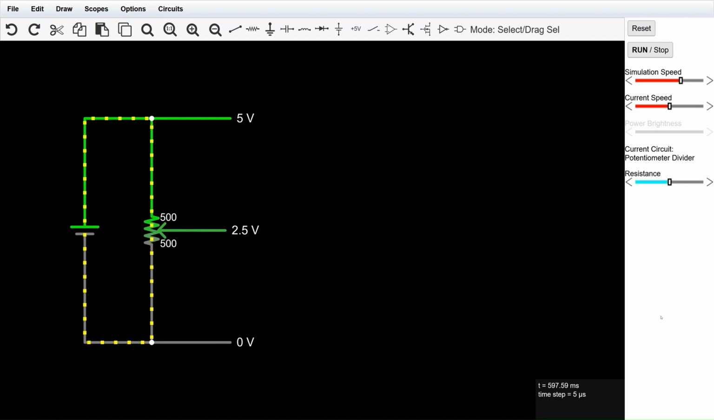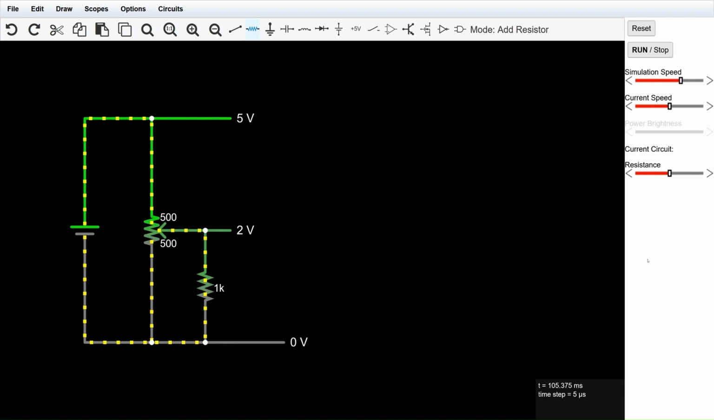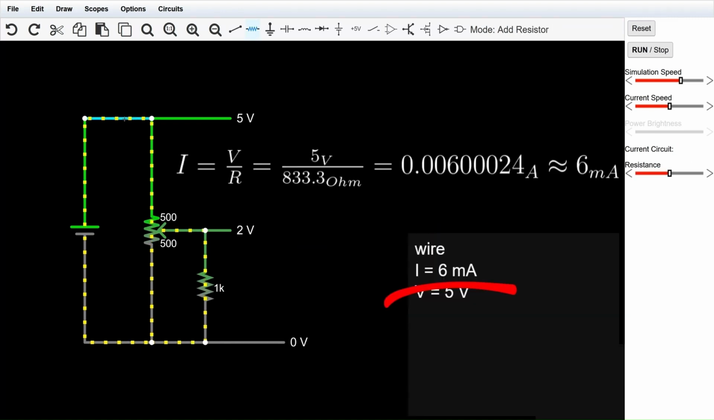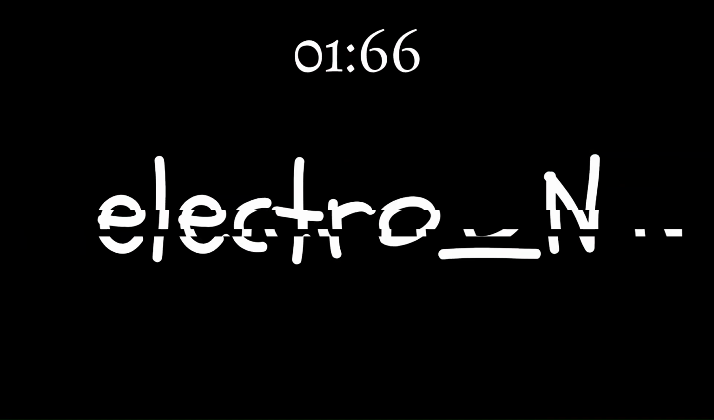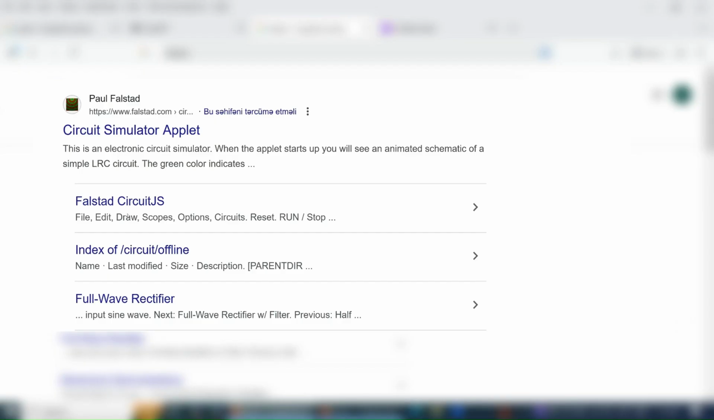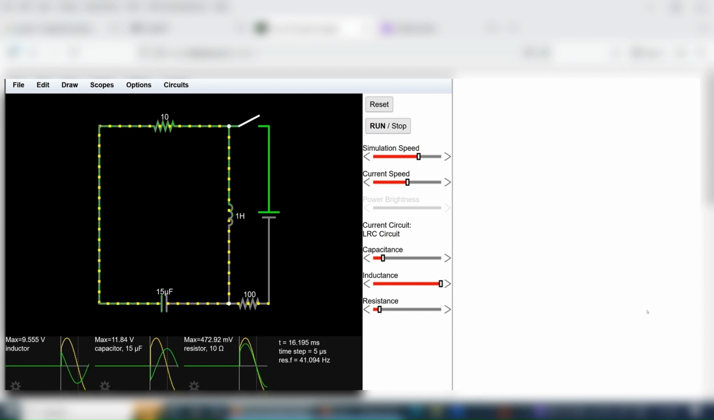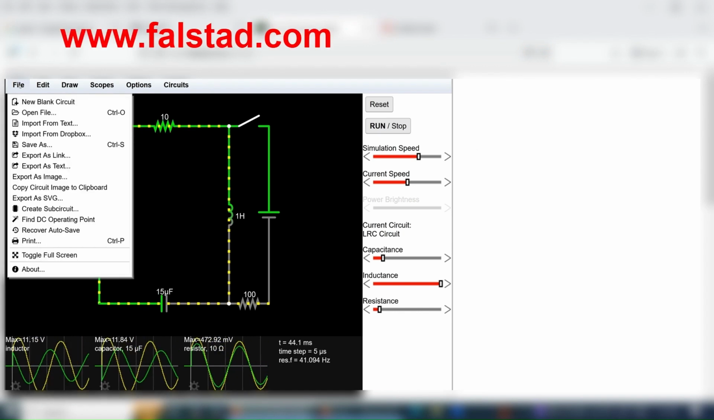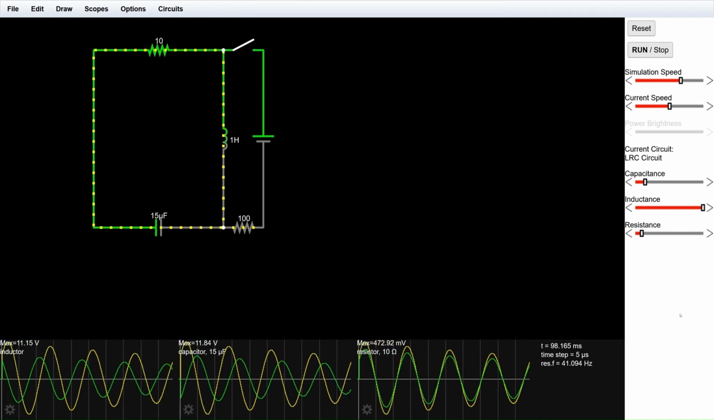If the voltage in a parallel connection stays constant, then why did the voltage drop to 2 volt here? For those who are new, this series uses www.falstad.com for circuit simulations.